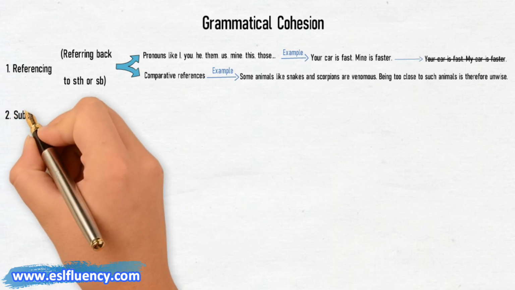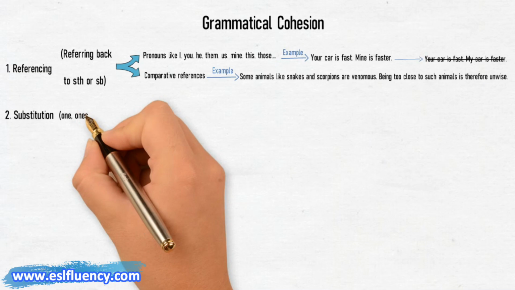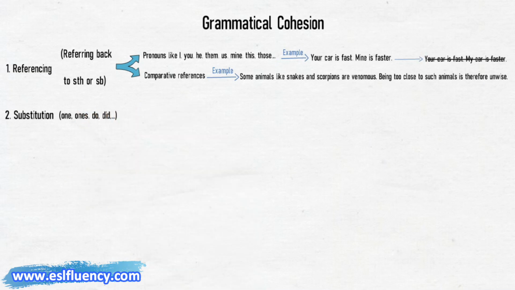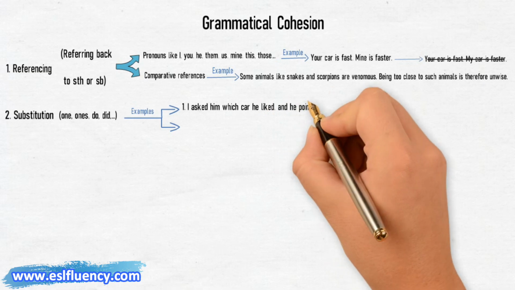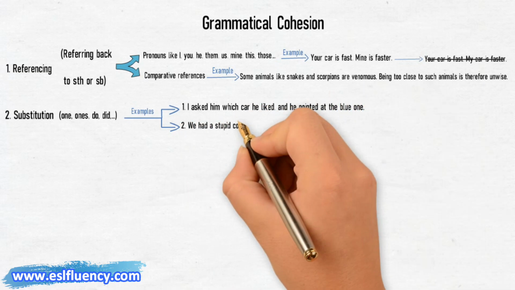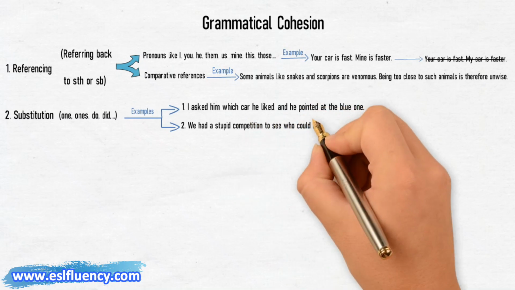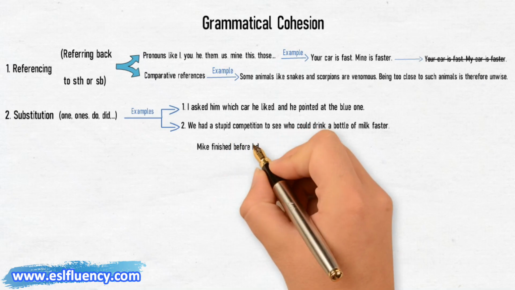Number 2, substitution. It means to replace a word or phrase with another one to avoid repetition. The 3 most common words for this purpose are one, ones, and different forms of the verb do. Here are the examples. I asked him which car he liked and he pointed at the blue one. We had a stupid competition to see who could drink a bottle of milk faster. Mike finished before I did.